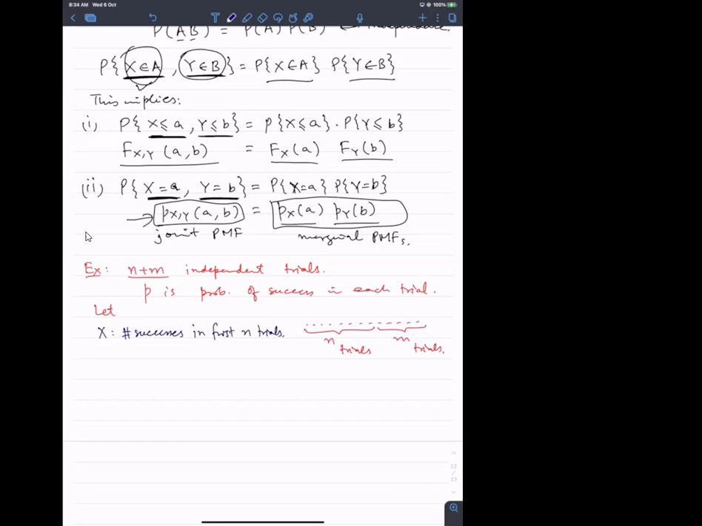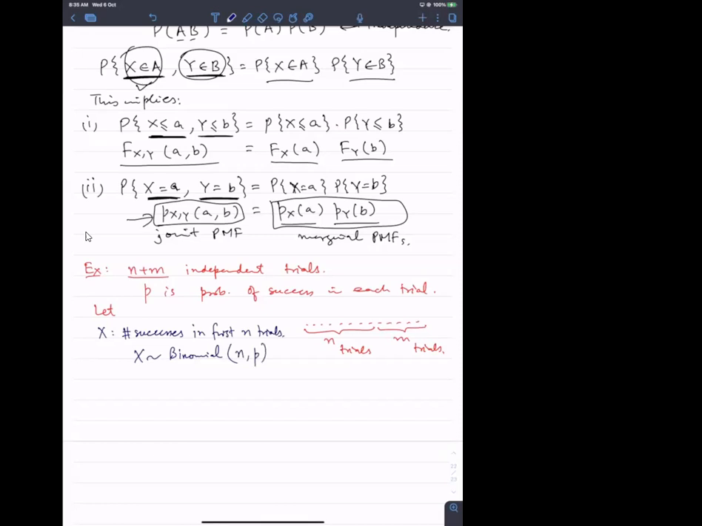So x is clearly a binomial random variable, with parameters. इसके parameters बताएं. Answers in the chat window. What are the parameters of that binomial distribution? कितने trial किए हैं और probability of success in each trial. So this is a binomial n comma p.